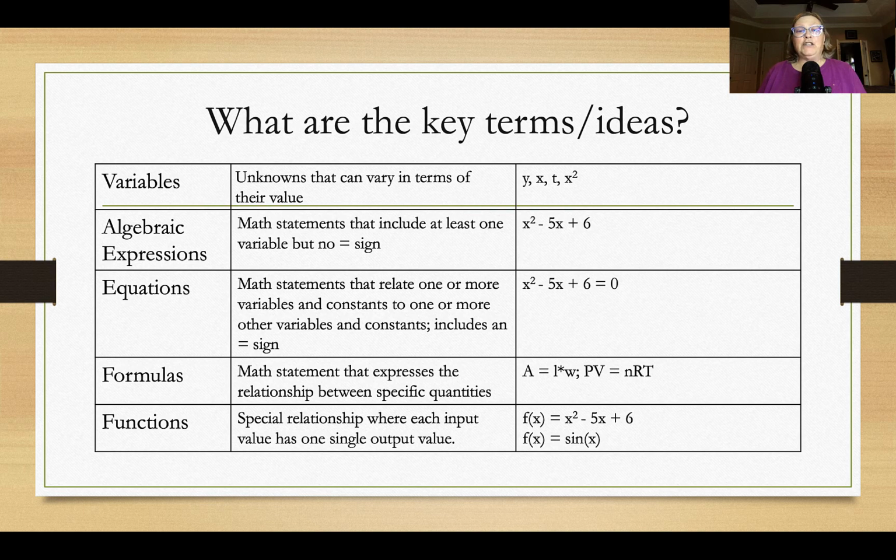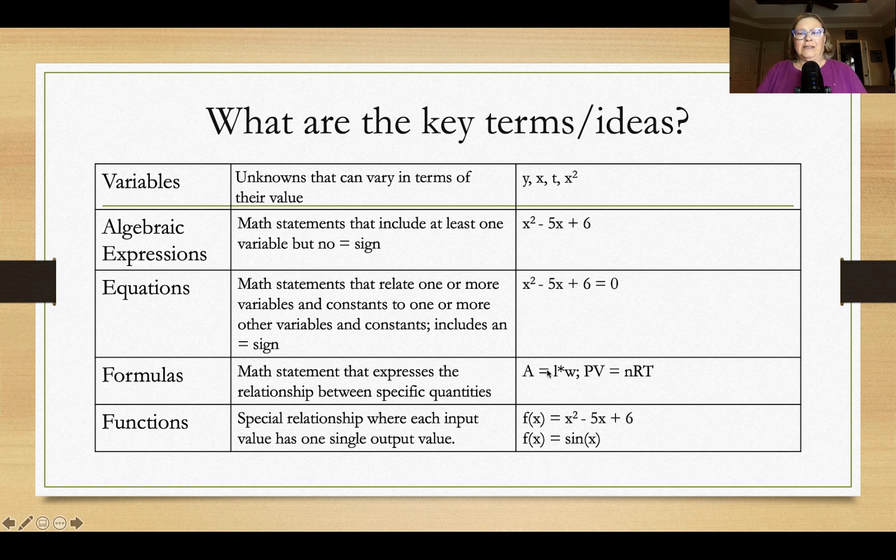Algebraic expressions are math statements that include at least one variable, but no equal sign. Equations are math statements that relate one or more variables and constants to one or more other variables and constants, and include an equal sign. So the difference between the two is that there's an equal sign. Formulas are math statements or models that express a relationship between very specific quantities. Those are useful models of the way things work together.